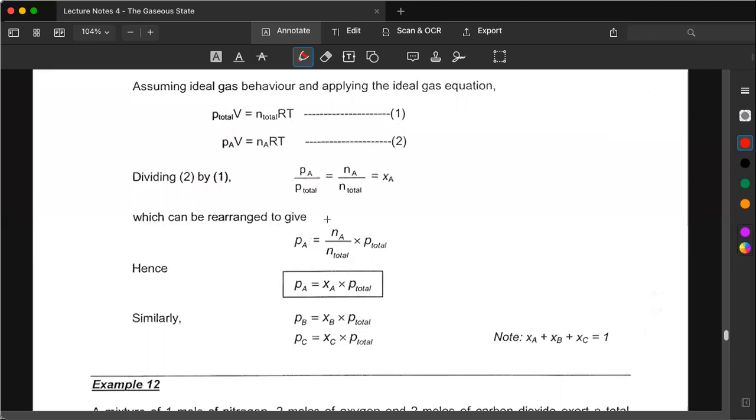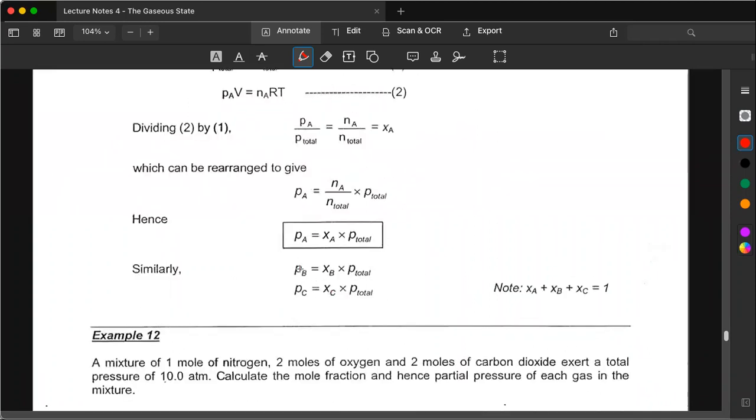So PA is equal to XA, the mole fraction, which is the number of moles of the gas divided by the total number of moles of the gases present. And then it applies to gas B and C as well. If you add these three together, you should get 1, because the individual fractions should add up to 1.